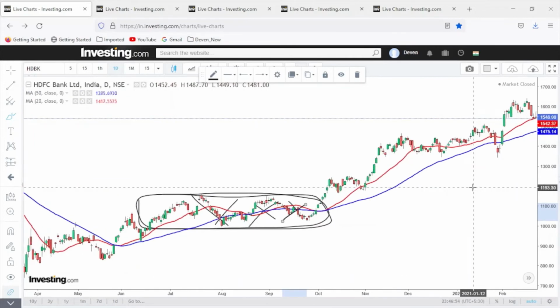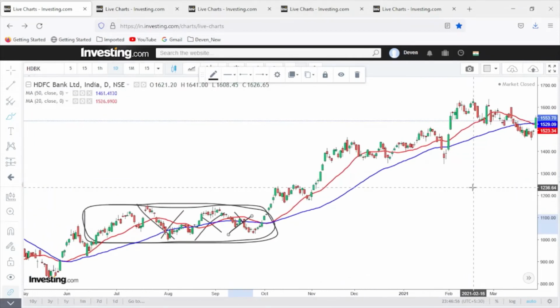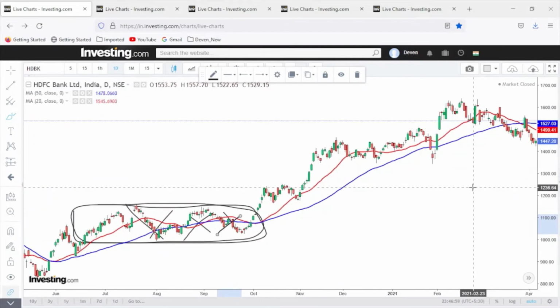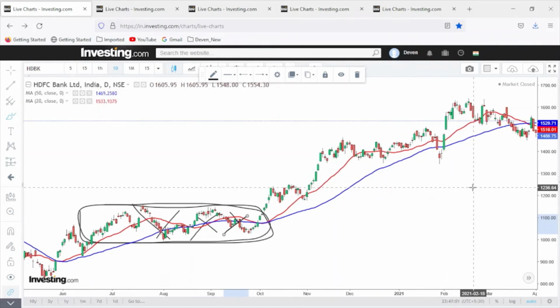See now after that, when it gave the breakout with the buy signal, the two EMAs had not yet given a crossover. Now it gave a crossover. Now here you can take a sell.